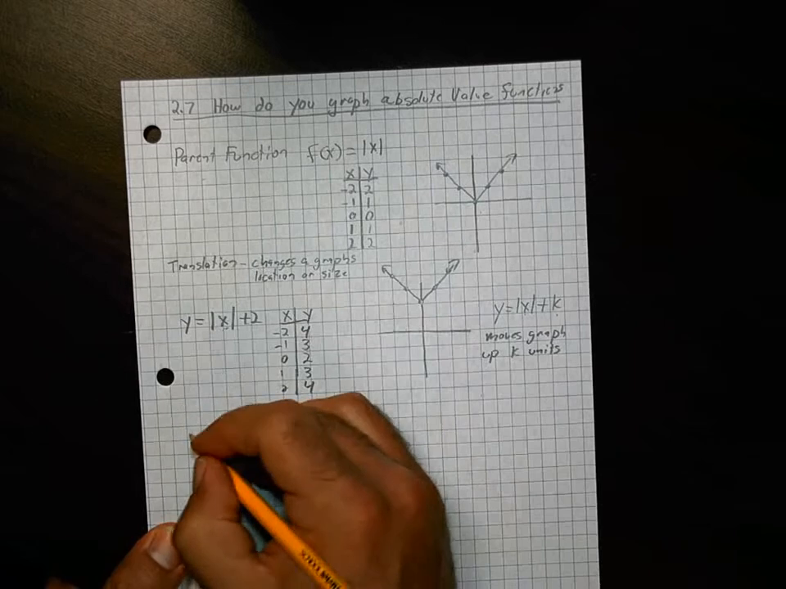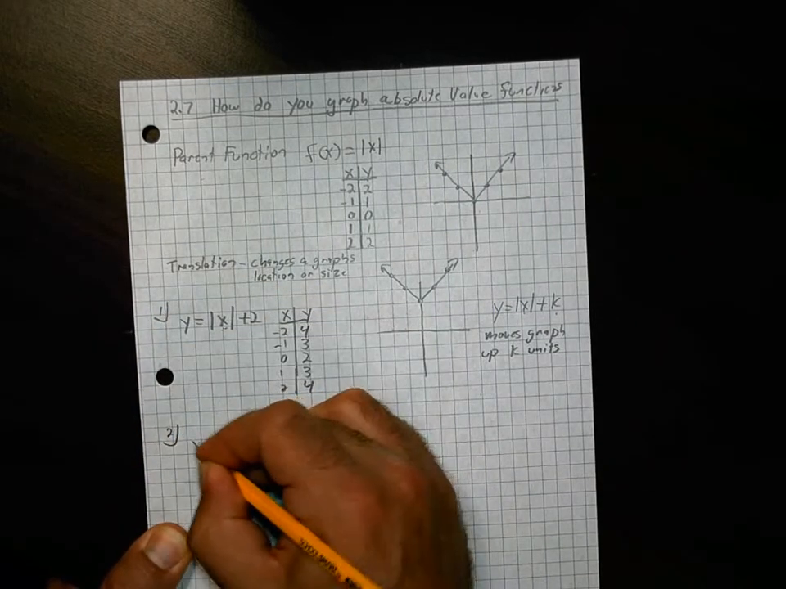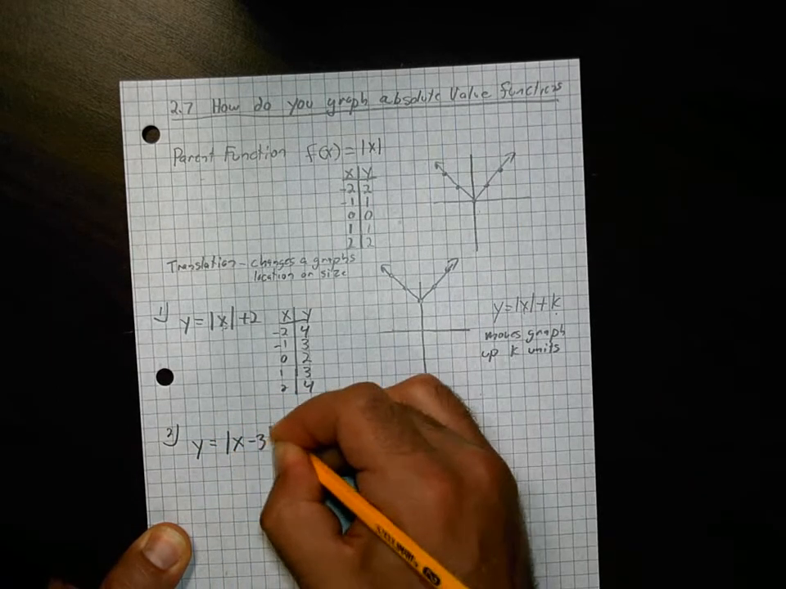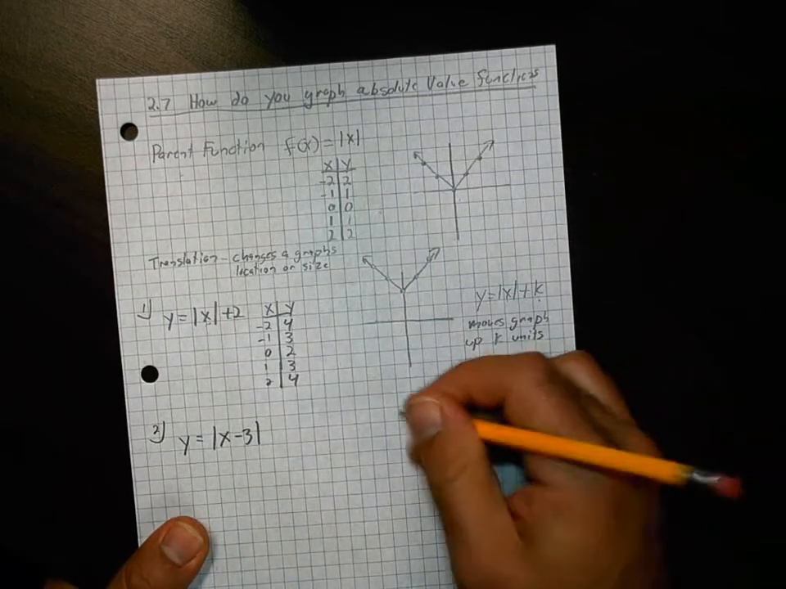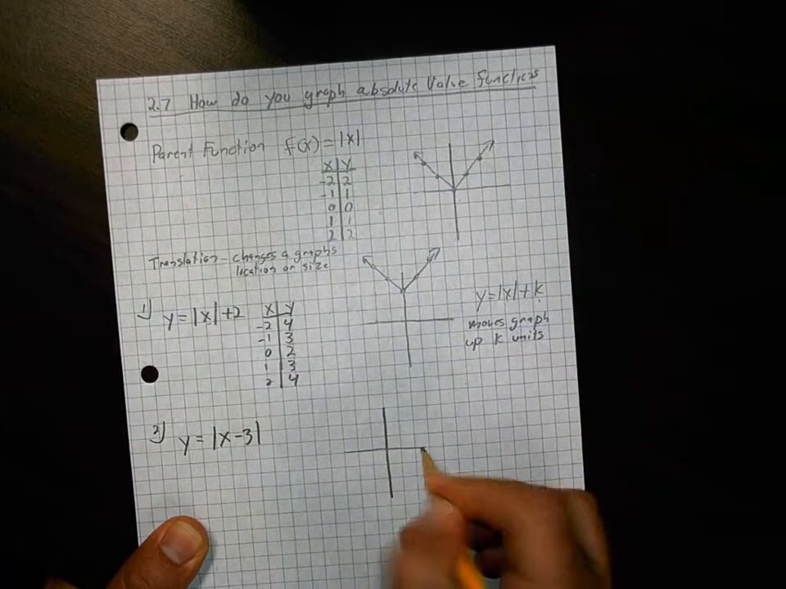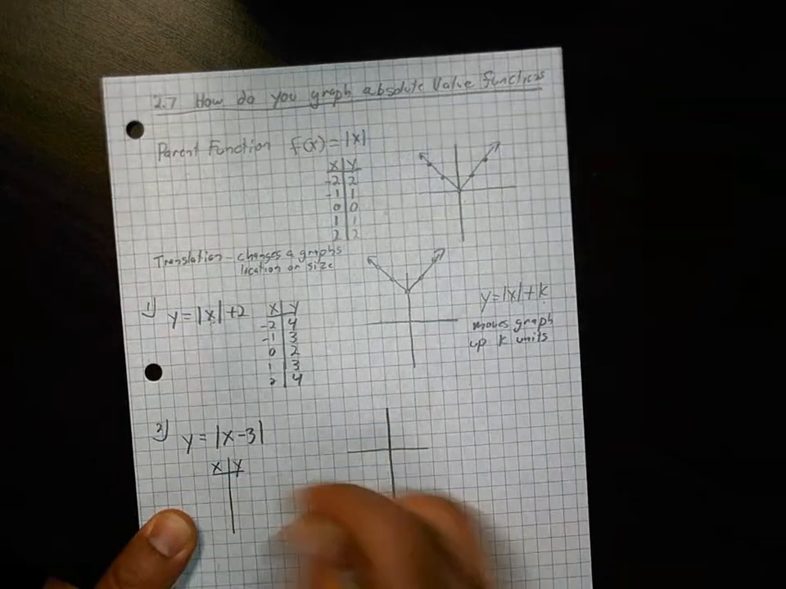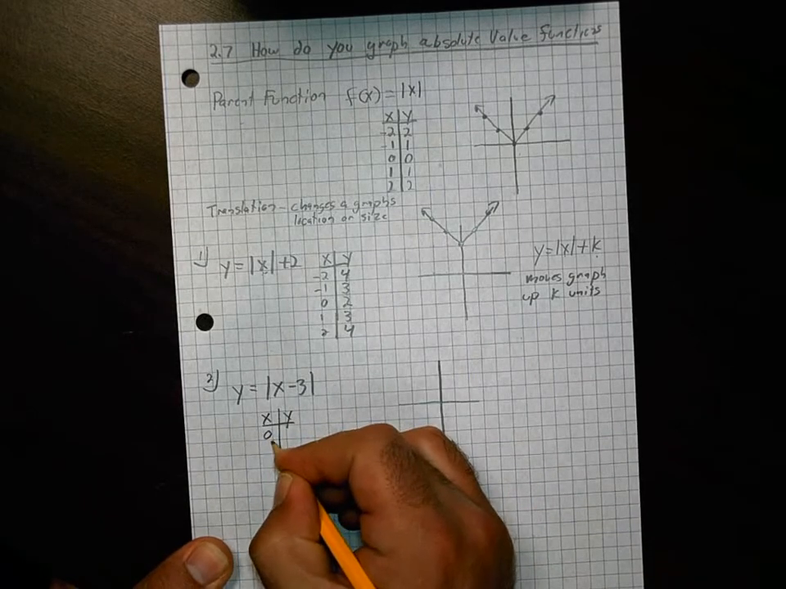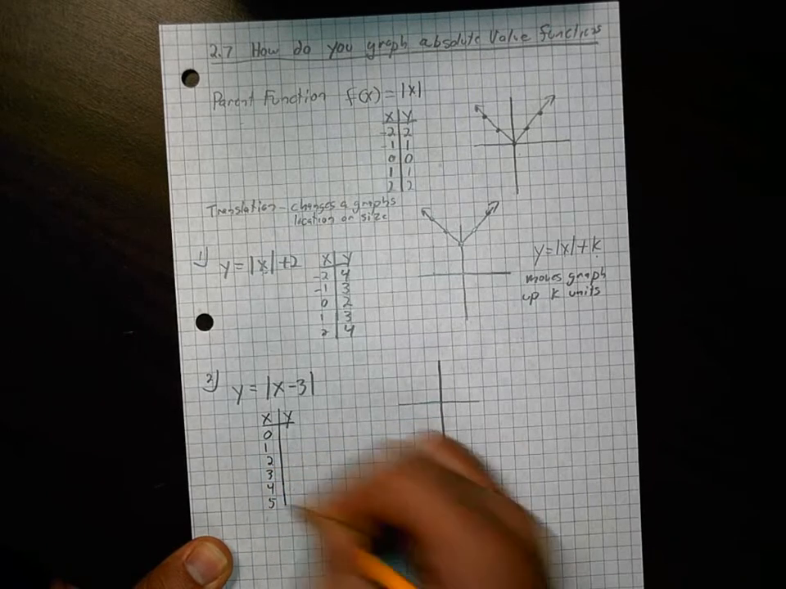Okay. Let's try the next one. So that's the first one. The next translation example, y equals absolute value of x -3. Okay, so that's inside the absolute value. So think about what you think might happen there. Let's make a table. I'm going to go from 0 to 5. Let's see why in a minute.